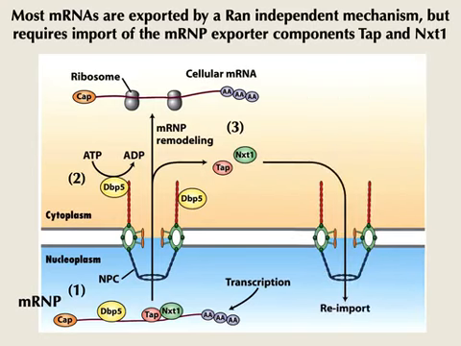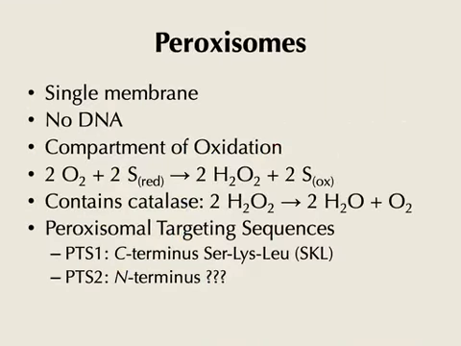Once the export is done, the RNP remodels, so now the RNA is licensed to go and be translated if it codes for protein, while the other transporters shuttle back. All right, so that's what I'm going to say about the nucleus. I'm going to use the last 15 minutes to tell you about peroxisomes. Any questions on the nuclear transport?